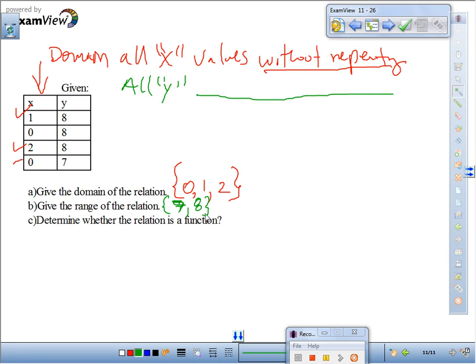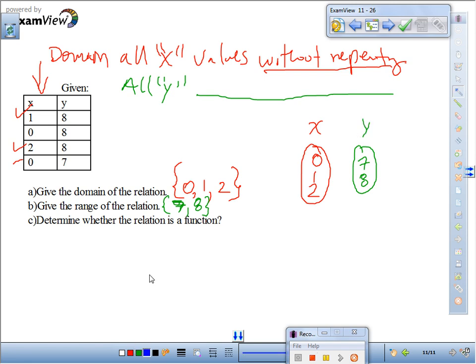Here we go. In order to know if this is a function, I'm going to use the domain. Everybody look up. I'm going to use the domain and write it here. This is a mapping diagram. Then I'm going to use my range and write it here. 7, 8. Are we there so far?